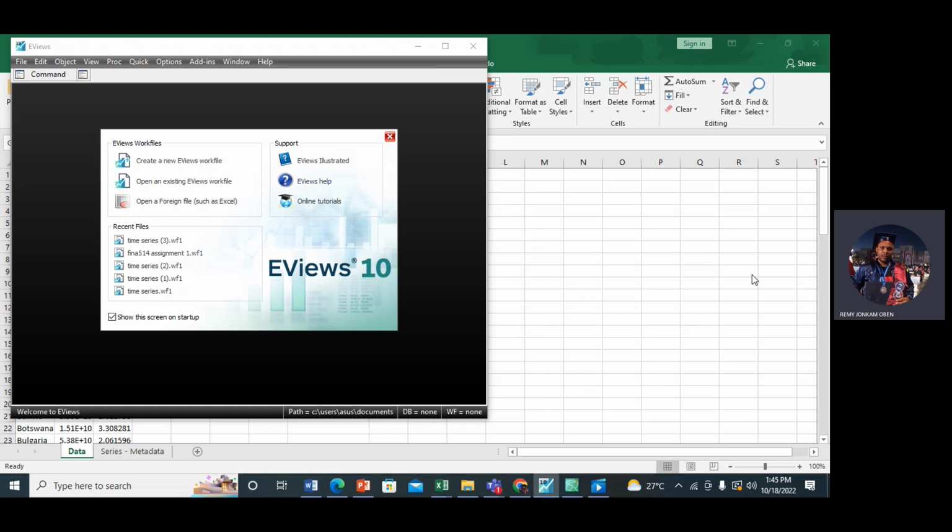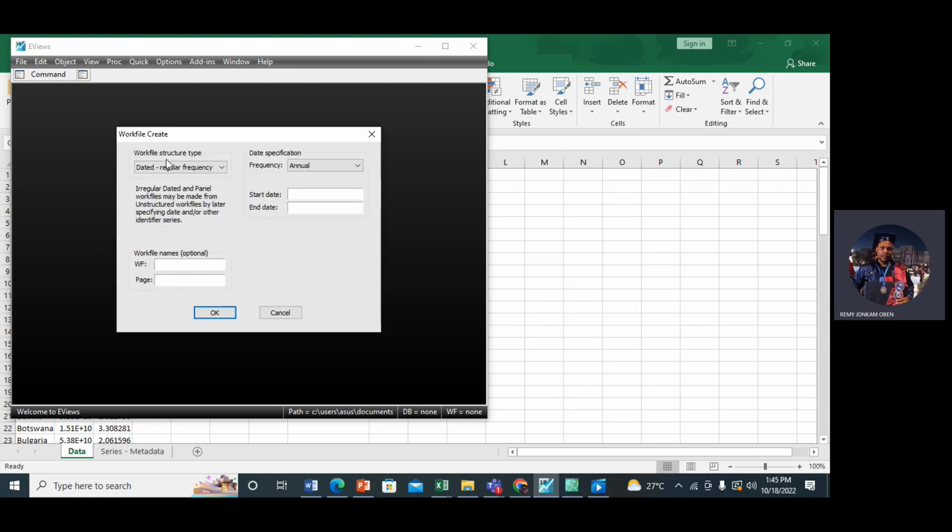So if you open your eViews software, this is the first page you will get. You come to create, I hope this thing is recording. You come to create new file. When you come to create new file, it's interesting here. Here you see unstructured, undated, dated, regular frequency, balanced panel.